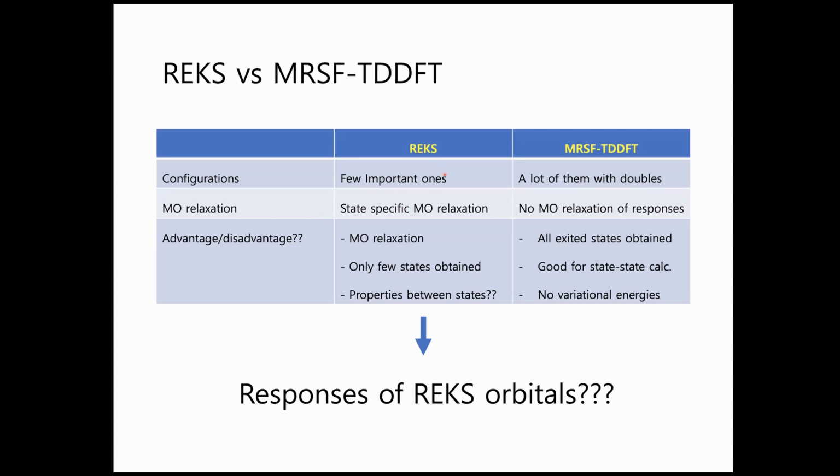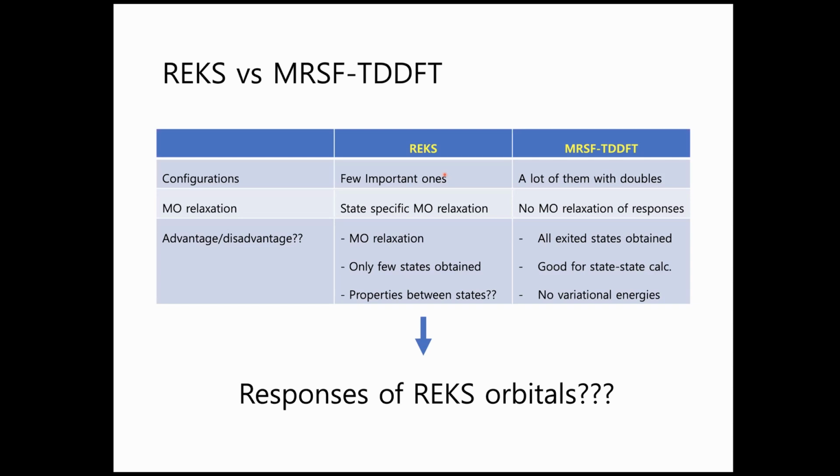REX uses a few important ones: the ground state, doubly excited ones, and open shell in the case of REX 2.2. He knew that you just need a few of them to properly describe non-dynamic correlation, static correlation. You don't need any other, just those few. That's his idea. And then using those limited, just a few configurations.